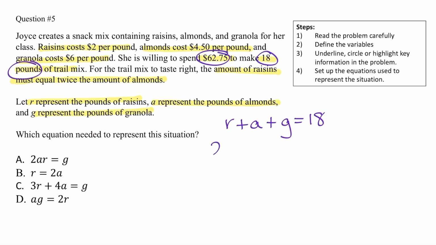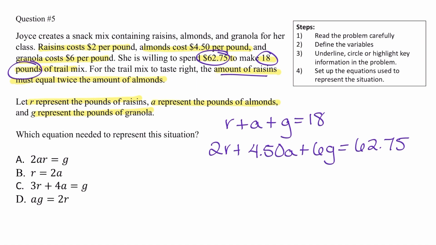So raisins is $2 a pound. Almonds is $4.50 a pound. And then granola is $6 a pound. So that's going to equal our total of $62.75. Also, for her trail mix to taste right, the amount of raisins has to equal twice the amount of almonds. So that means that raisins is 2 times A.